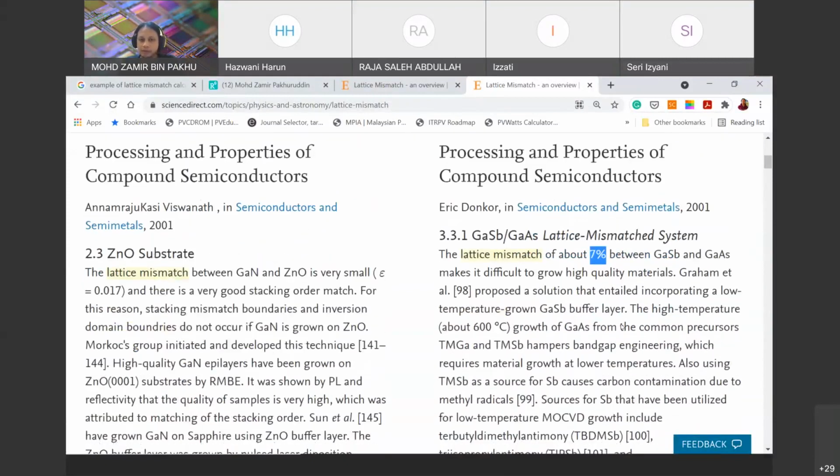And look at the comments here: makes it difficult to grow high quality materials. So this is the implication as we learned yesterday. Remember the strained lattice and everything. So it's not going to be easy, and it's not going to be a perfect growth. It's not going to be a good crystal quality because the mismatch is relatively high, 7% between gallium antimonide and gallium arsenide.